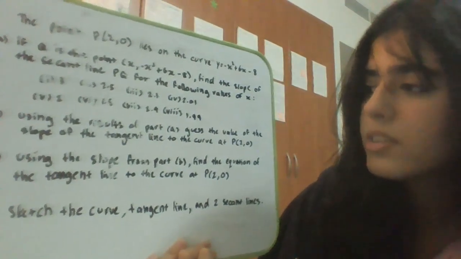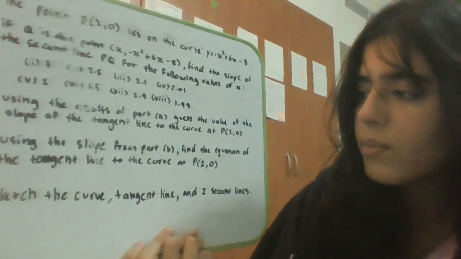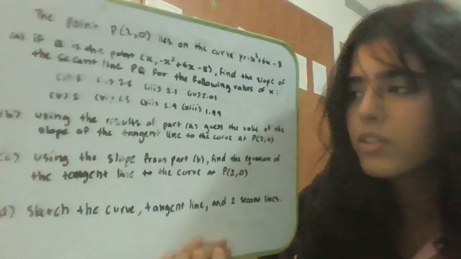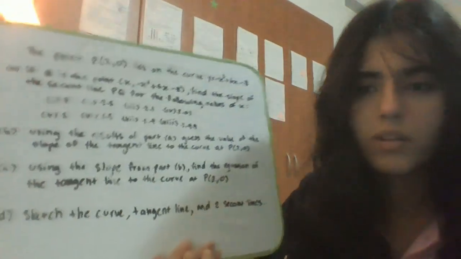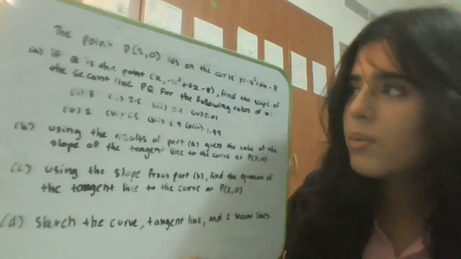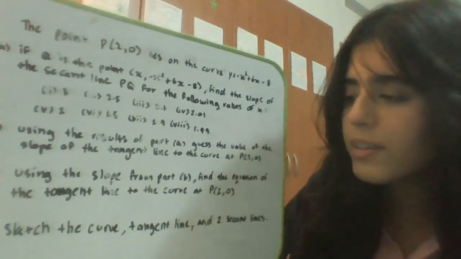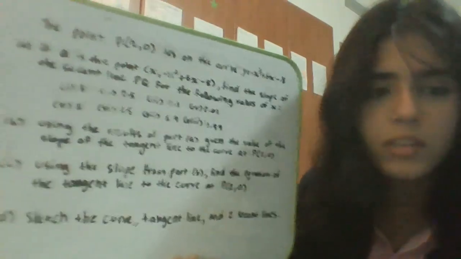Part C is asking, using the slope from part B, find the equation of the tangent line to the curve at P(2, 0). This is very easy. You can just use point-slope form to find the equation. I'm going to write it on the board. Okay guys, because now we have the point and we have the slope, it's going to be very easy for us to find the equation. All we can do is use slope-intercept form or point-slope form.